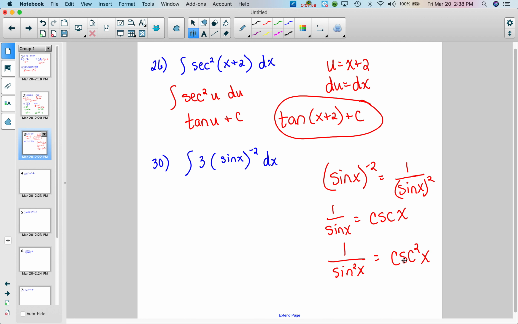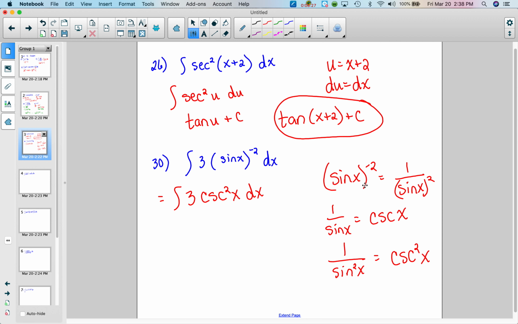Okay, remember that when I have cosecant squared x, that's the same as cosecant x quantity squared. So like this right here that I wrote in this terminology, it's the same as this. So it's just a shortcut to not need the parentheses, you put the 2 here. So I'm going to think of this as the integral of 3, and I'm going to replace this sine x to the negative 2 with cosecant squared x dx.